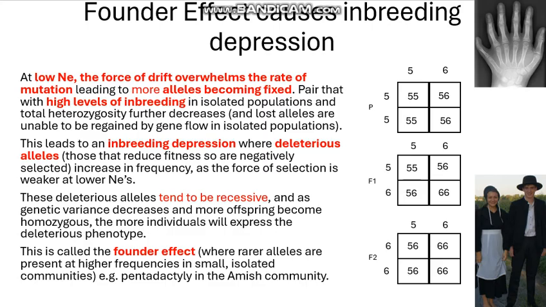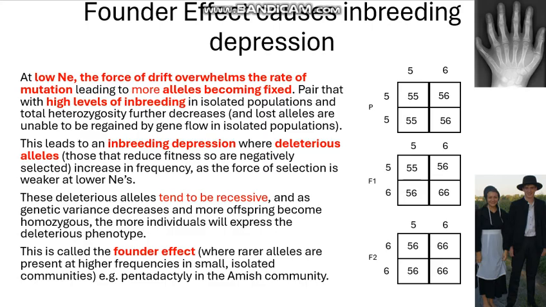And then in the F2, if you can imagine these offspring breeding with each other again, so let's say this one and this one mate together, that's increasing the frequency of the deleterious allele again, and now the deleterious pentadactyl allele is greater than the normal allele for 5 fingers in a ratio of 3 to 1.